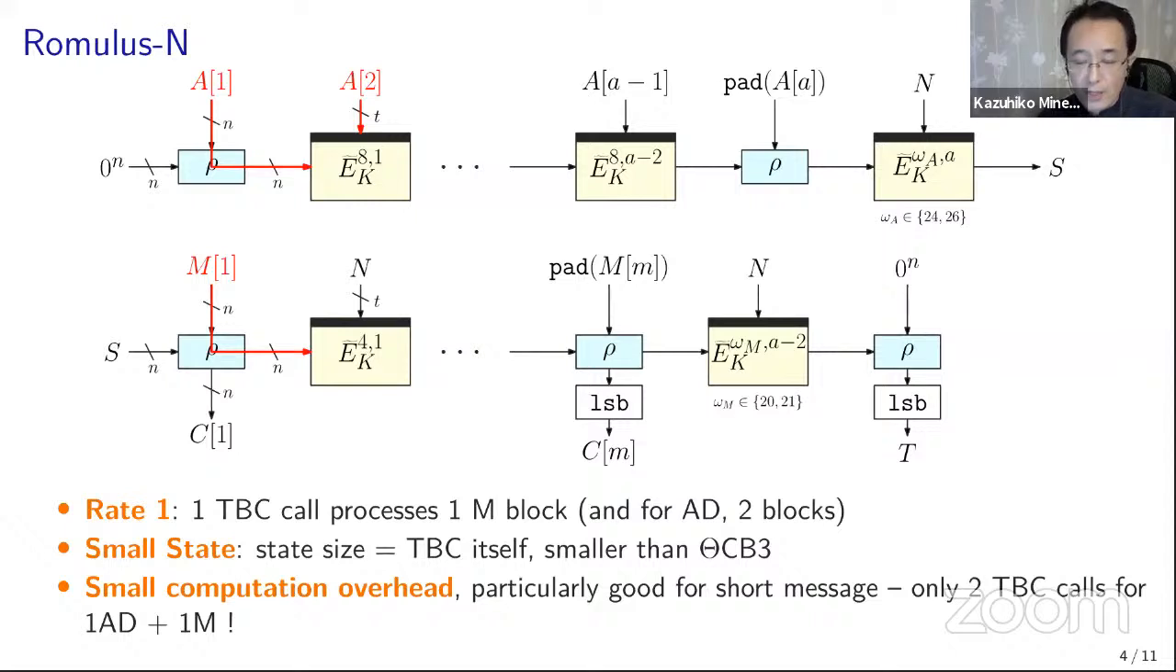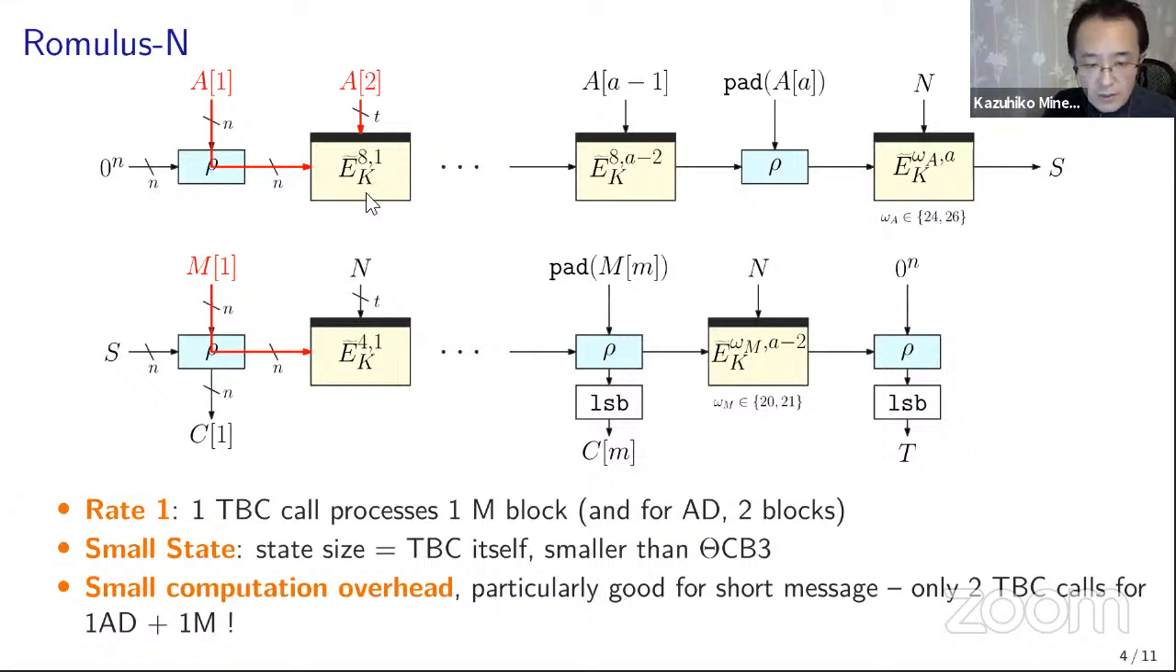So this picture shows the Romulus-N, and this is mostly the same as what Thomas presented in his invited talk. It has a rate-1 operation, namely one TBC call can process 1 message block here. And for associated data, it can process 2 blocks by using 1 TBC call. And its state size is quite small. Essentially, the state size is the same as what is needed to implement the TBC itself. And this is smaller than Theta, the famous TBC-based authenticated encryption, ThetaCB3.